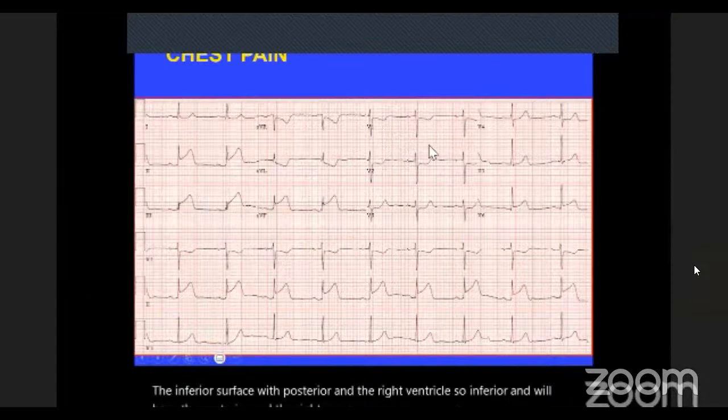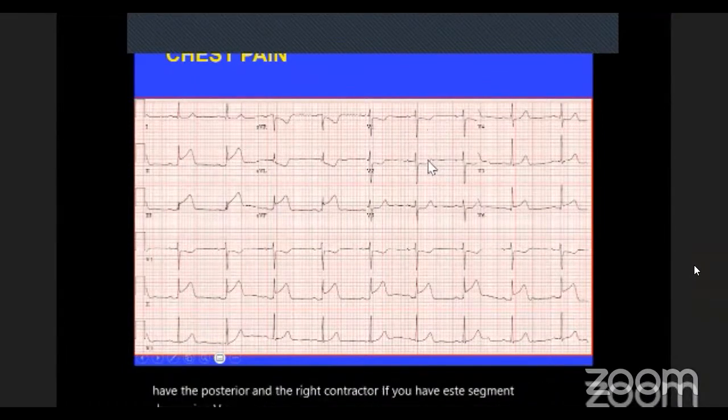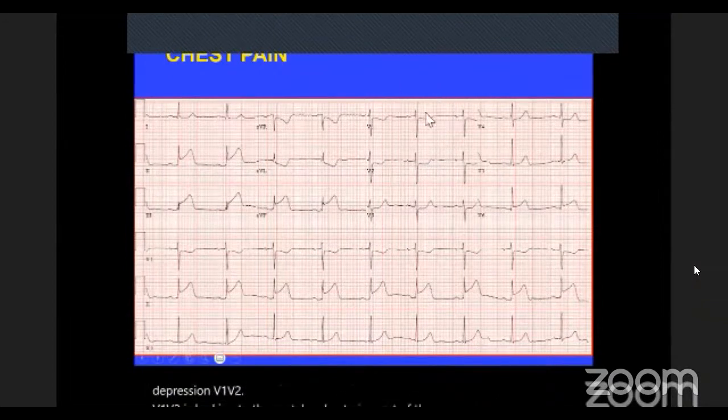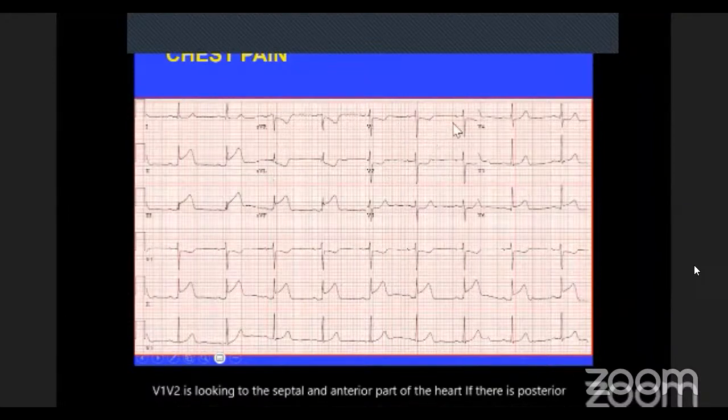If you have ST segment depression in V1, V2, V1, V2 is looking at the septal and anterior part of the heart. If there is posterior infarction, we will not see ST segment elevation in this lead, we will see ST segment depression. So if you have inferior myocardial infarction and ST segment depression in V1, V2, think about posterior myocardial infarction. How to confirm it?